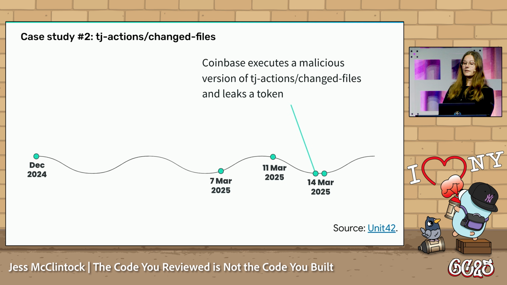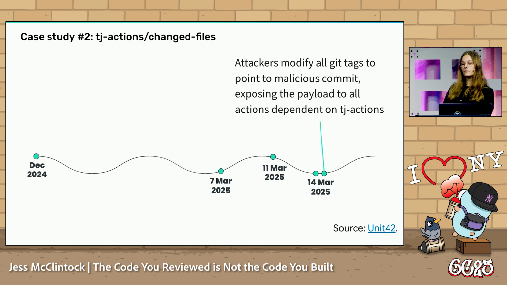And indeed, Coinbase did eventually execute the malicious version of TJ Actions change files, which leaked a token with write permissions. However, very quickly, Coinbase was alerted and the vulnerable workflow was removed. Up to this point, the attacker was very careful to remain hidden. All of their strategies had prioritized leaving as little trace or review noise as possible.